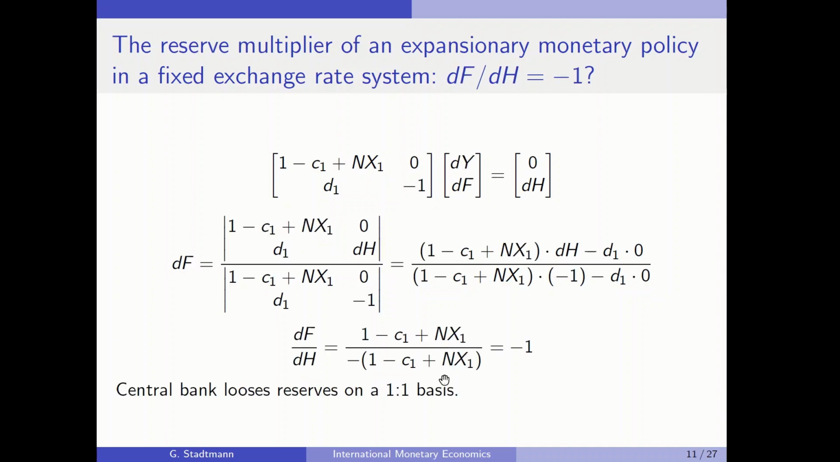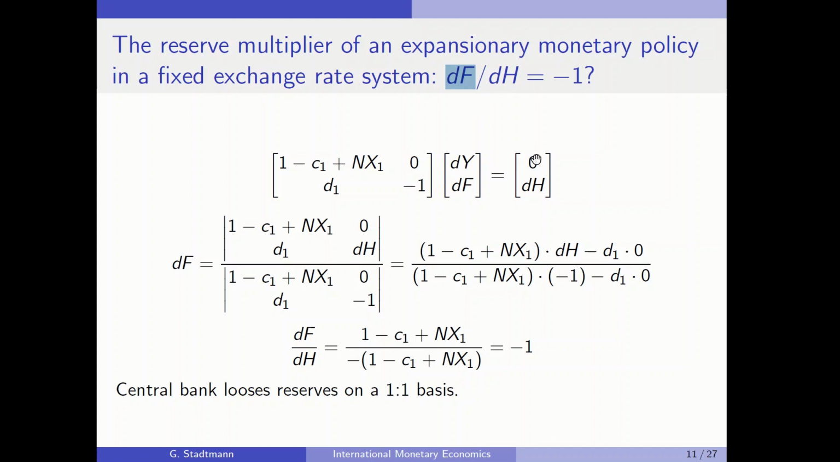In the next step, we can also compute the reserve multiplier of an expansionary monetary policy in a fixed exchange rate system. We are assuming here that df/dh has to be equal to minus 1. So in case the central bank is trying to increase the domestic component of money supply, the central bank is losing reserves on a 1 to 1 basis, so that in the end, when the central bank increases money supply by the domestic component and loses the foreign reserves, money supply in the end will be constant.